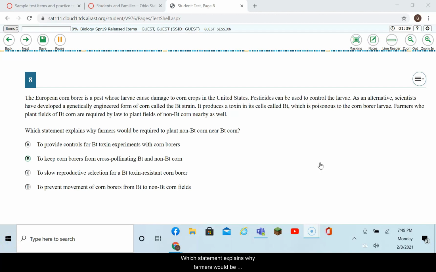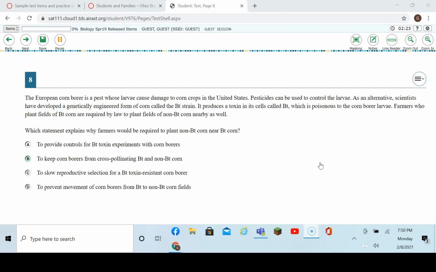Here's our question. Which statement explains why farmers would be required to plant non-Bt corn near the Bt corn? A, to provide controls for Bt toxin experiments with corn borers. This is incorrect. While studies may be done using some farm fields, this would not explain why all farmers would be required by law to plant both types of corn. We're not doing an experiment here. B, to keep corn borers from cross-pollinating Bt and non-Bt corn. This is incorrect. Planting fields of Bt and non-Bt corn near each other would not prevent corn borers from cross-pollinating the two types of corn.